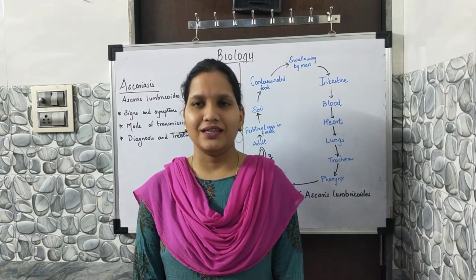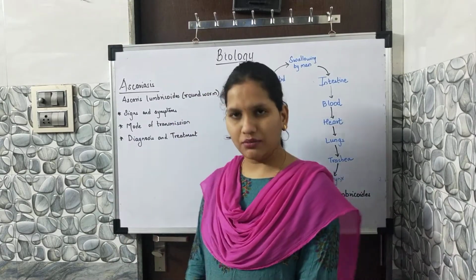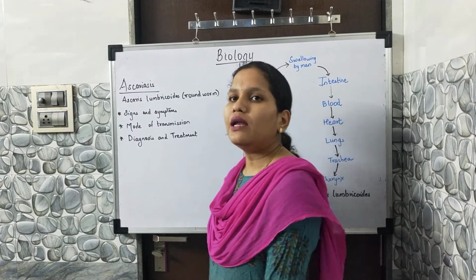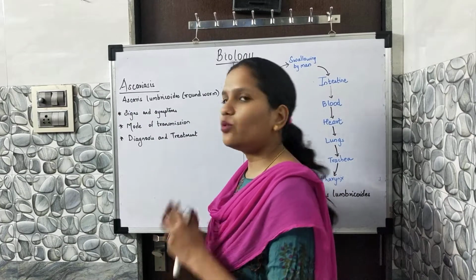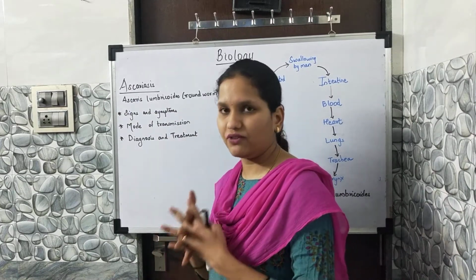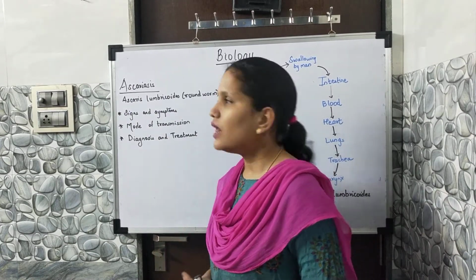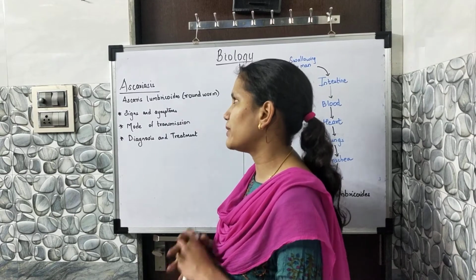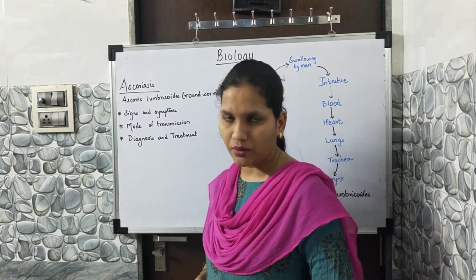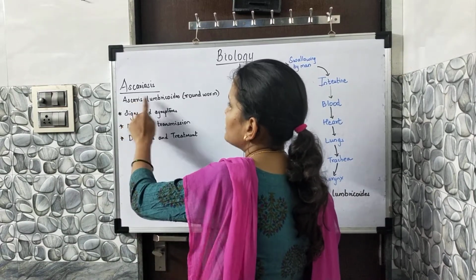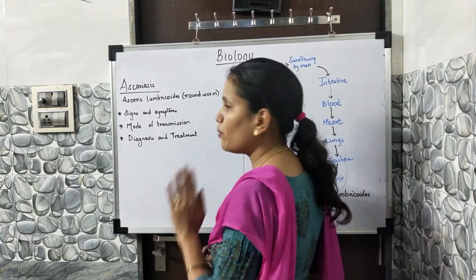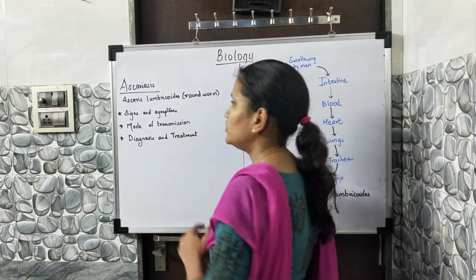Hello students, we are going to start with the next disease, and the name of the disease is Ascariasis. The very first thing which comes to our mind is: Ascariasis is spread through which type of nematode? Yes, the worm. You can call it Ascaris lumbricoides, which is also called roundworm.